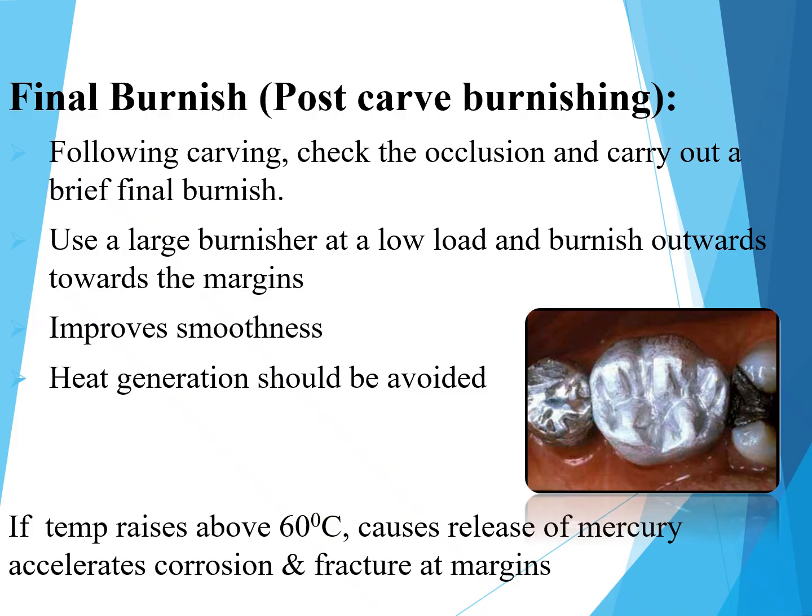Now, the second part of the burnishing is final burnishing, also known as post-carve burnishing. Following carving, check the occlusion and carry out a brief final burnishing. Use a large burnisher at a low load and burnish outward towards the margin. It improves the smoothness, and heat generation should be avoided.